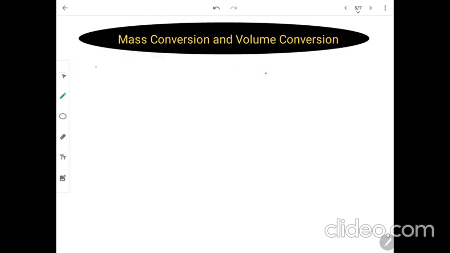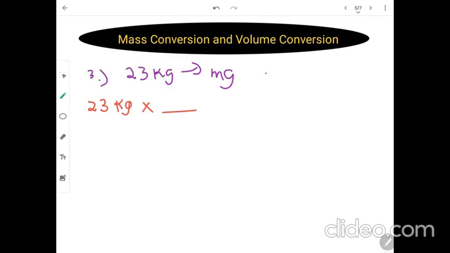Let's have number 3. For example, you have 23 kilograms to milligrams. Okay, so let's start with the given. Here we have 23 kilograms times, take note, we can use here 1 kilogram is equal to 1,000 grams. Okay, now you're left with grams. And for grams, you can use 1 milligram is equal to 0.001 grams.